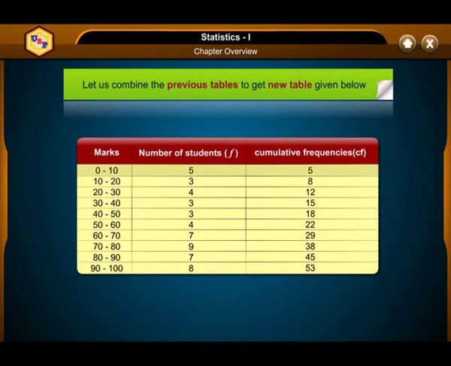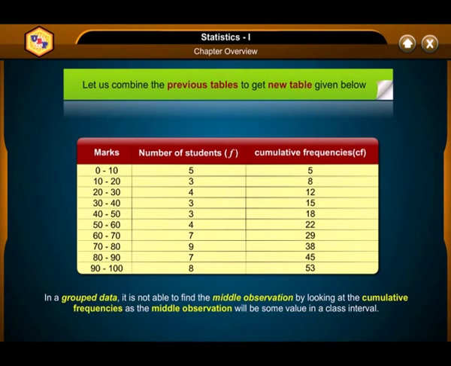0 to 10, 5, 5. 10 to 20, 3, 8. 20 to 30, 4, 12. 30 to 40, 3, 15. 40 to 50, 3, 18. 50 to 60, 4, 22. 60 to 70, 7, 29. 70 to 80, 9, 38. 80 to 90, 7, 45. 90 to 100, 8, 53.